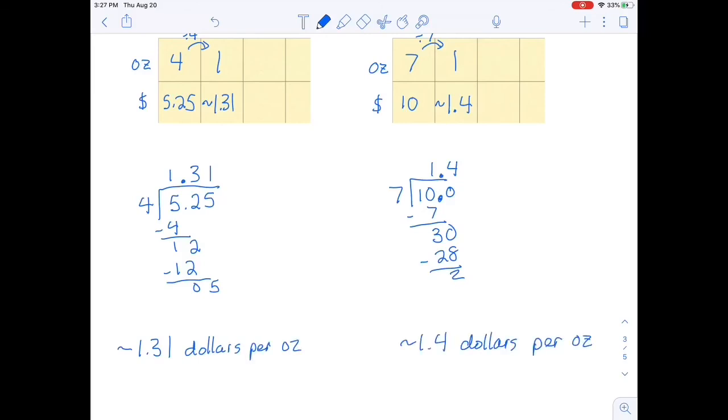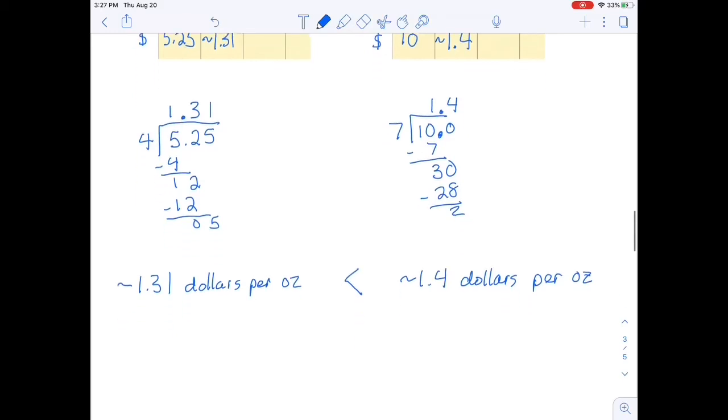Now it's time to compare. Which one shall we choose? Well, if this is per 1 ounce, I'd rather pay less. I'd rather pay $1.31 for 1 ounce than pay $1.40 for 1 ounce.